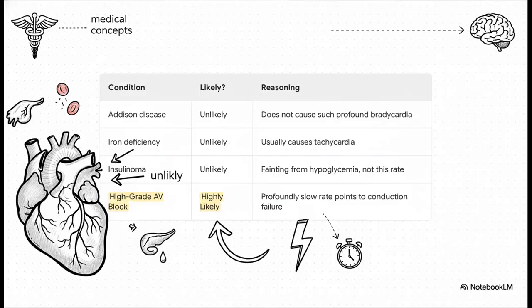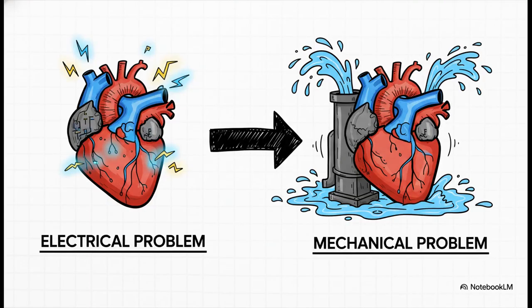When the heart rate is that low, you have to shift your thinking away from metabolic causes and straight to the heart's electrical system. Sure, you might think of other things, but conditions like Addison's or an insulinoma are just not going to cause this severe of a bradycardia. The diagnosis that should be staring you right in the face is a high-grade AV block. This isn't a problem with hormones or blood sugar. This is a wiring problem, plain and simple. And this leads us to our final and most critical case, complete heart block that's now causing acute heart failure.